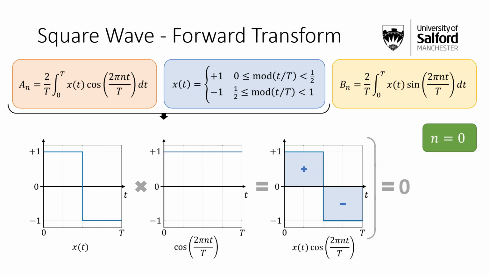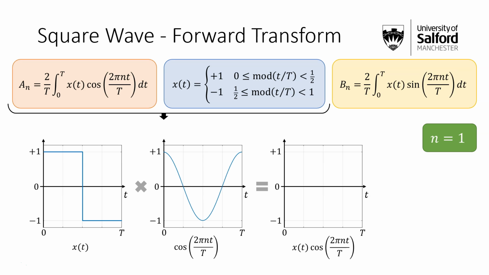So let's move on to n equals 1. Now we've still got the same square wave, and we've got one period of a cosine wave. If we look at the product of the two at the end, we'll see that it gets flipped halfway through the cycle. And because we're integrating, we're looking at the area under the curve. As much is positive as is negative, so it just goes to 0.